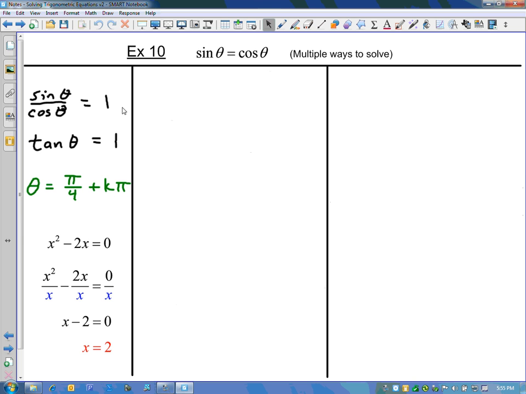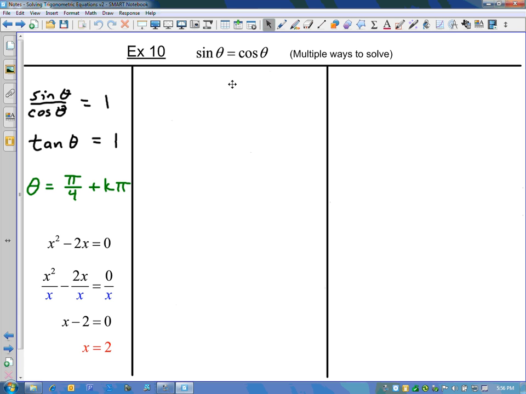It didn't affect us on this problem because the value of theta that would cause cosine to be 0 was not one of the solutions. So when we divided by cosine, we did not divide by one of the solutions, therefore we didn't end up dropping the solution. But be aware that that can happen, so you have to pay attention to that. That's why let's look at other ways to solve that where we're not taking this chance.